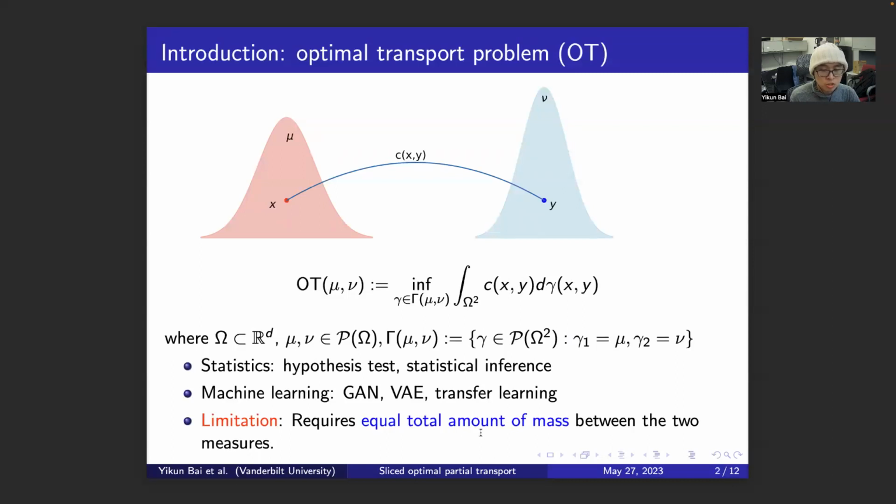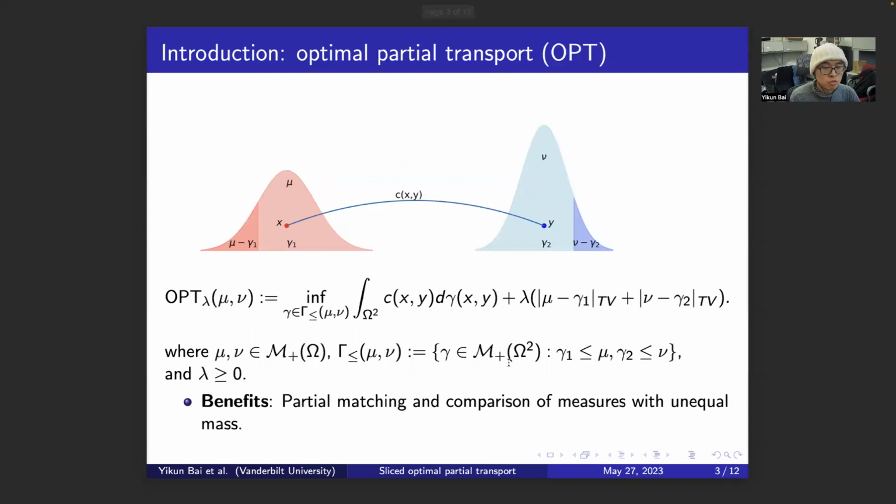To address this issue, one variant of the framework has been proposed under the name optimal partial transport. In the new formulation, we allow destroying mass in the source measure and creating mass in the target measure. The mass destruction and the mass creation have a penalty, and the weight is defined by this constant lambda.